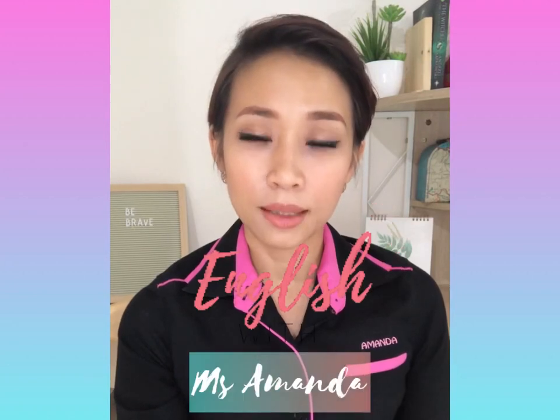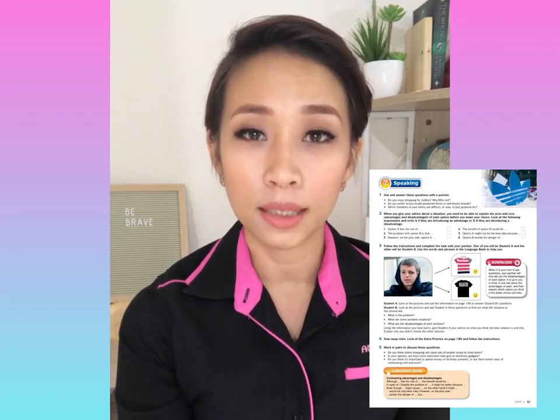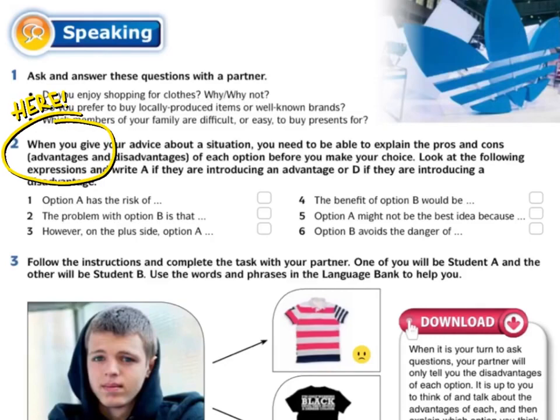Hi everyone, this is a bilingual explanation of the speaking task in Unit 4, page 51 in the English Form 5 textbook. When you give your advice about the situation, you need to be able to explain the pros and cons, advantages and disadvantages of each option before you make your choice.